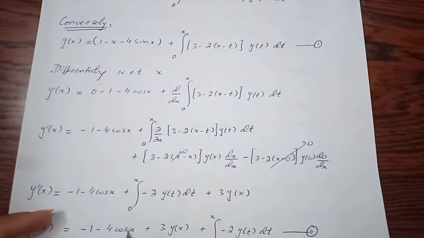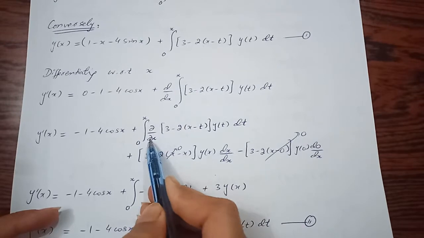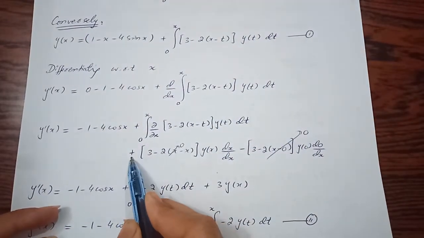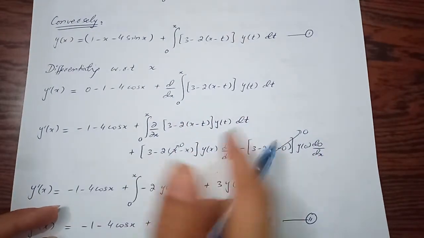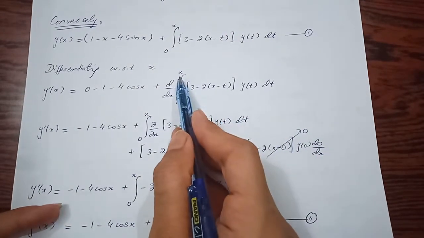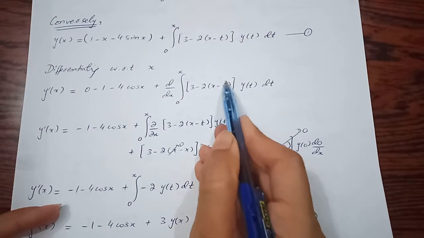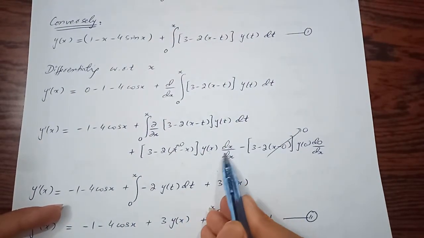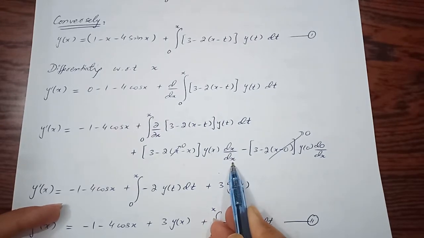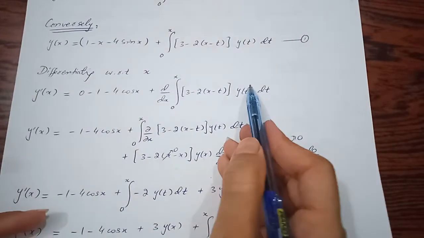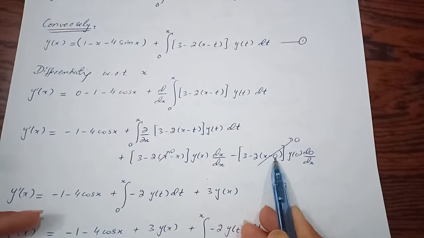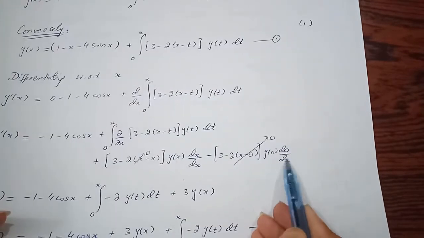And what does the Leibniz rule say? We have to take the partial derivative with respect to x of this complete function, plus this complete function with t replaced by the upper limit x, times the derivative of x with respect to x, minus this complete function with t replaced by the lower limit, times the derivative of the lower limit, 0.